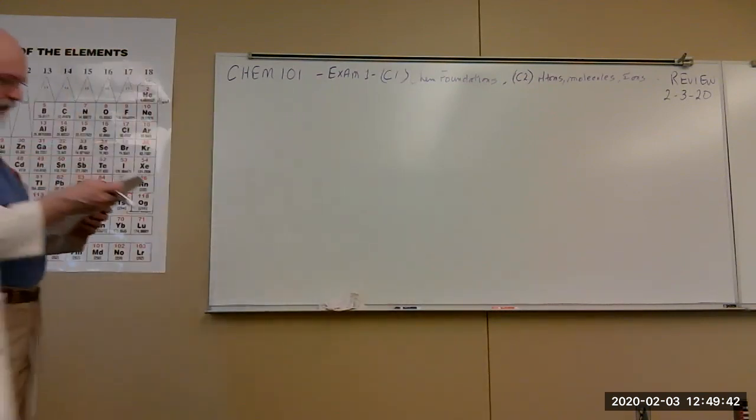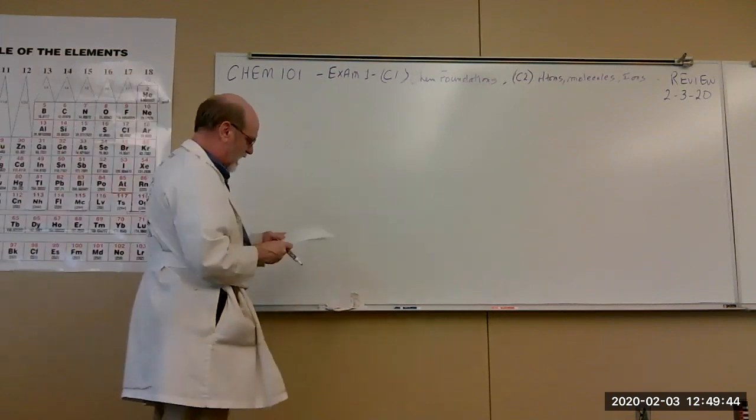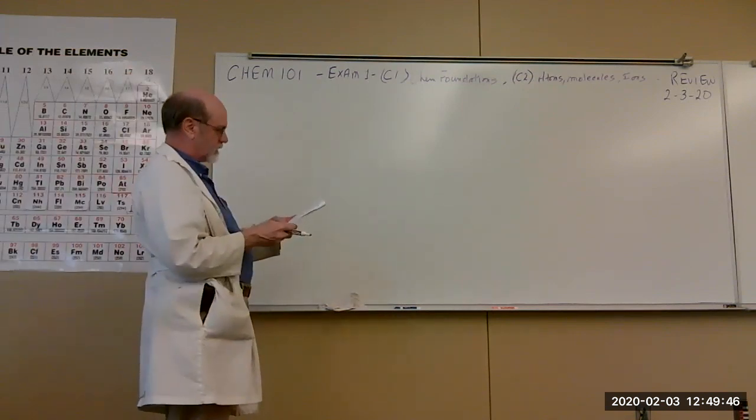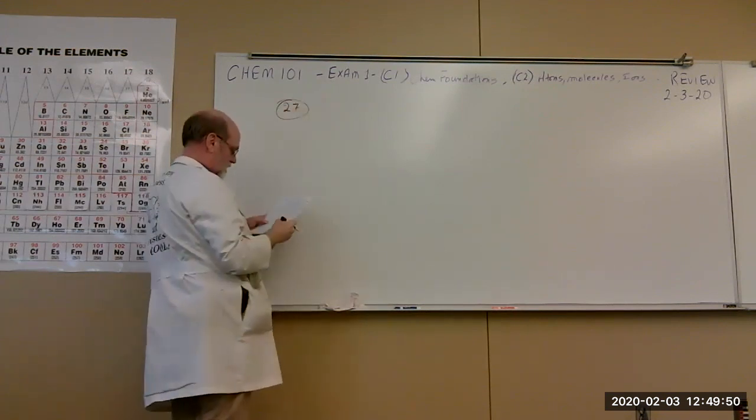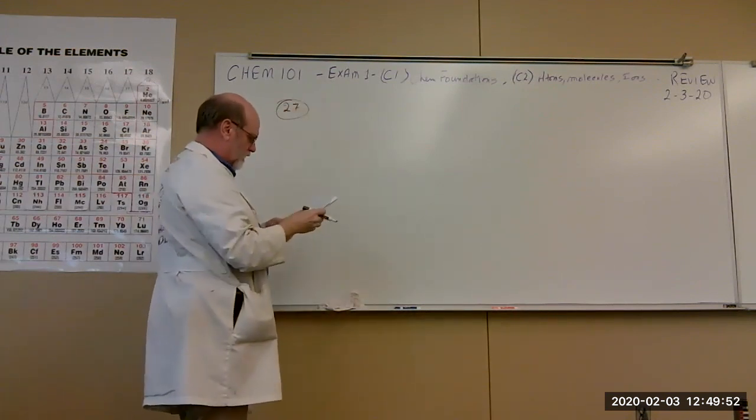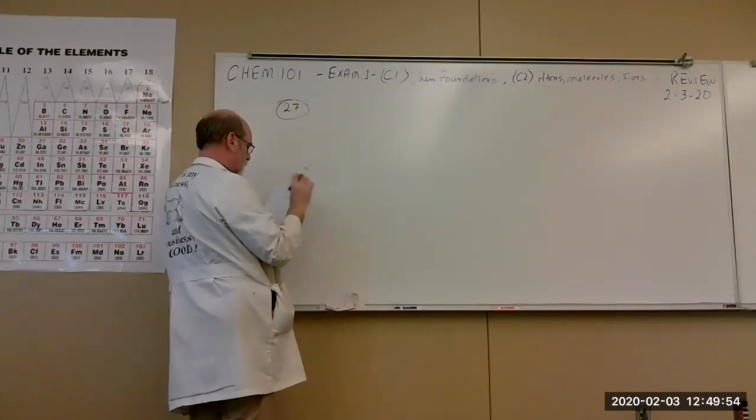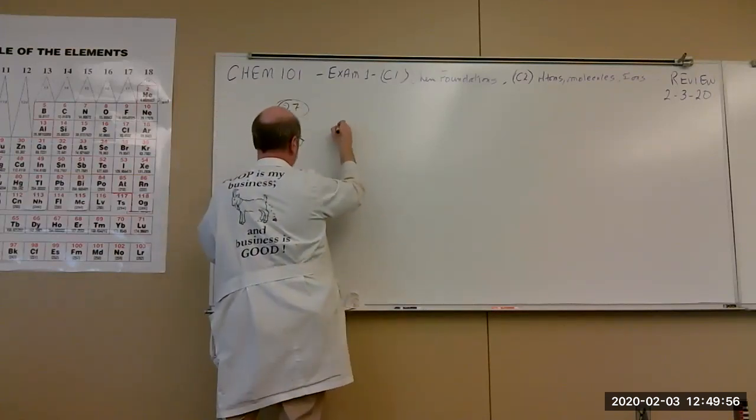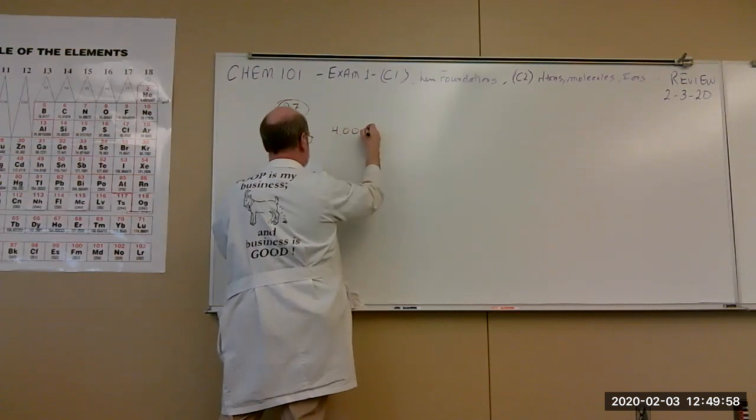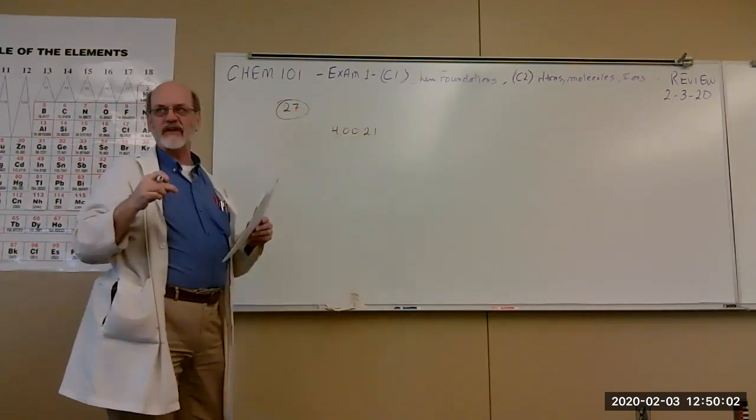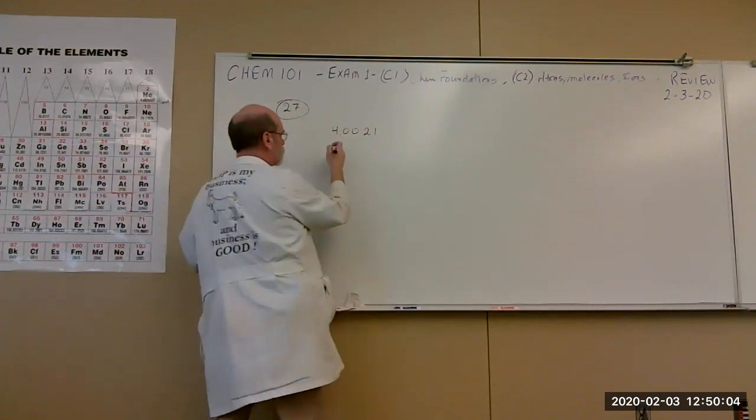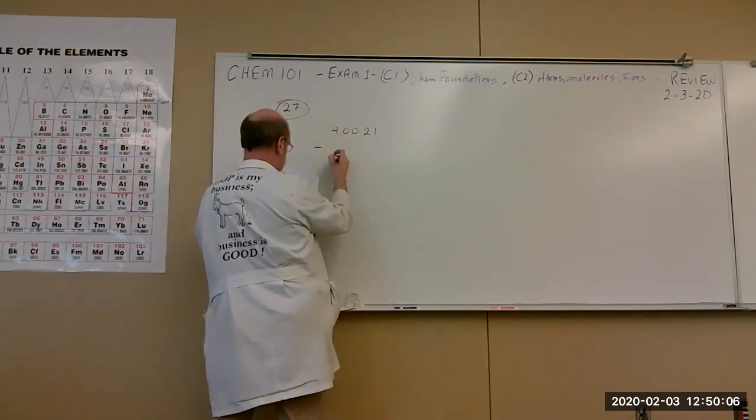So what if we have combined expressions? Well, let's do one that's not combined, 27. Go back to 27. And this one says, calculate the following answer to the correct number of significant figures. So we have 4.0021, and then we subtract 0.179. So what you do when you're going to add or subtract is you line up the decimals.